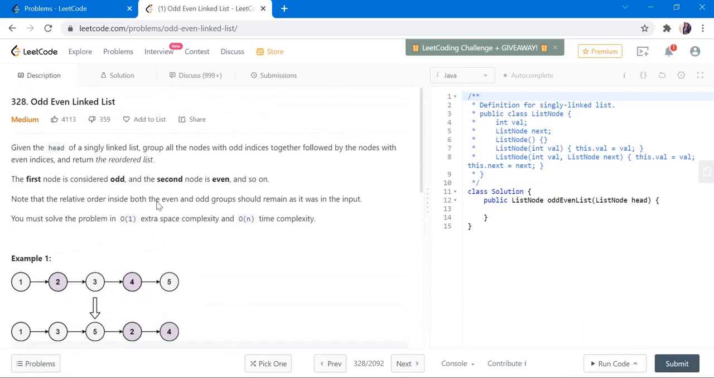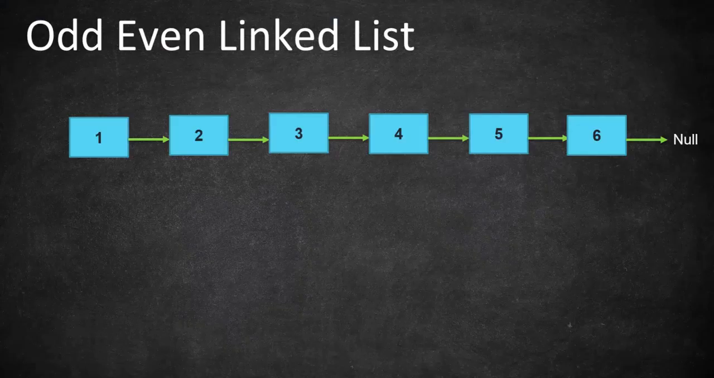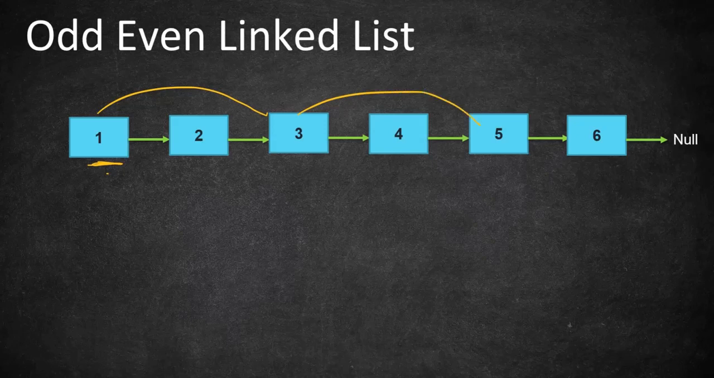So this is a pretty simple linked list problem. Let's understand this with an example. So here is our given linked list. The idea here is to find all the odd indices starting from the first index, because this is considered as odd, and combine all the odd indices together and then combine all even indices together.